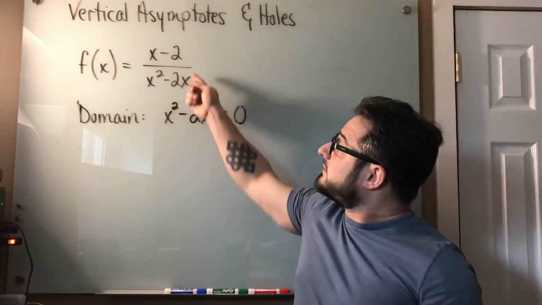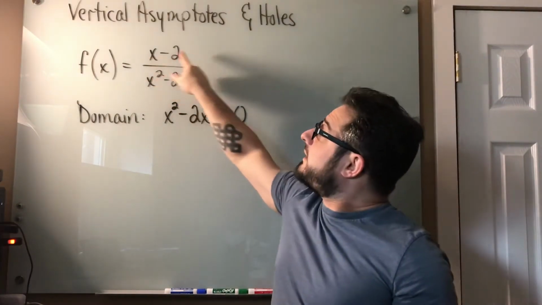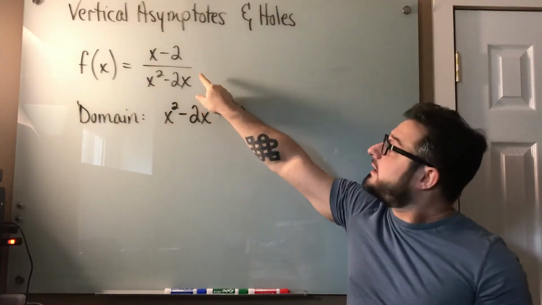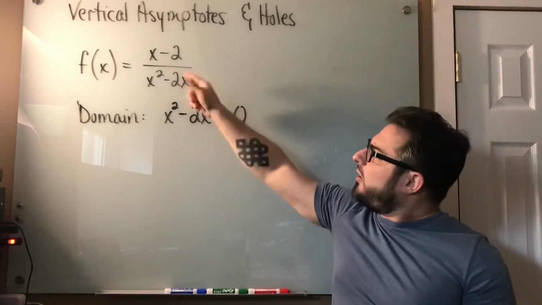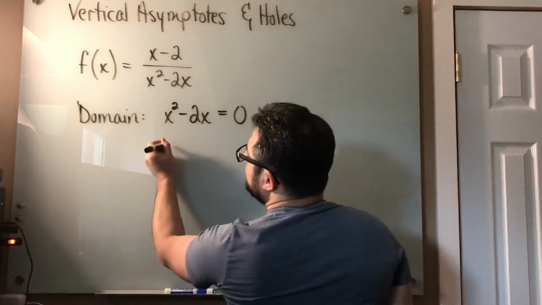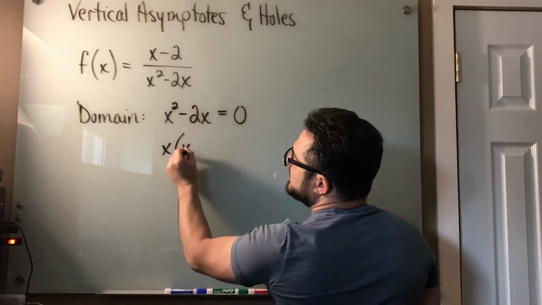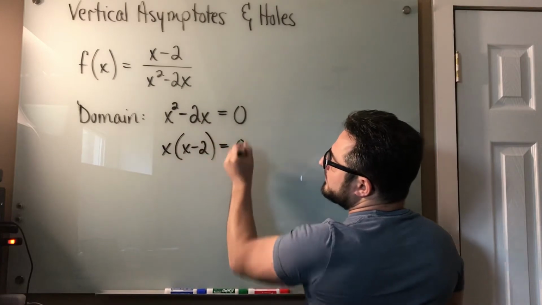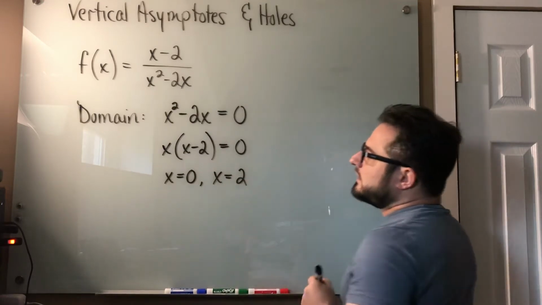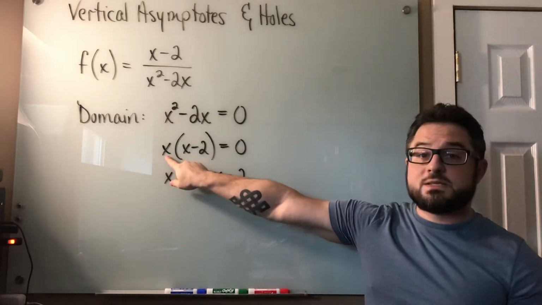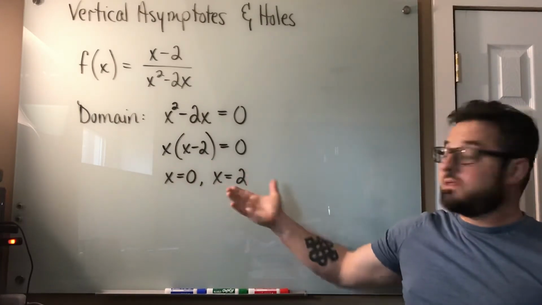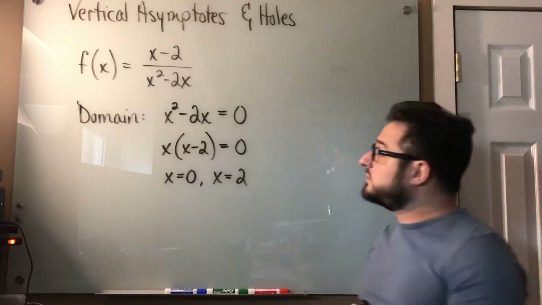Again, the numerator and the denominator are both polynomials, so all of the operations in the numerator can always be done. All of the operations in the denominator can always be done. It's only this division we have to worry about, and only if the thing we're dividing by comes out to be 0. Simple enough to do. A quick bit of factoring. And from this factor, x cannot be 0. And from this factor, we get x is 2. These are the two values that have to be excluded from the domain.